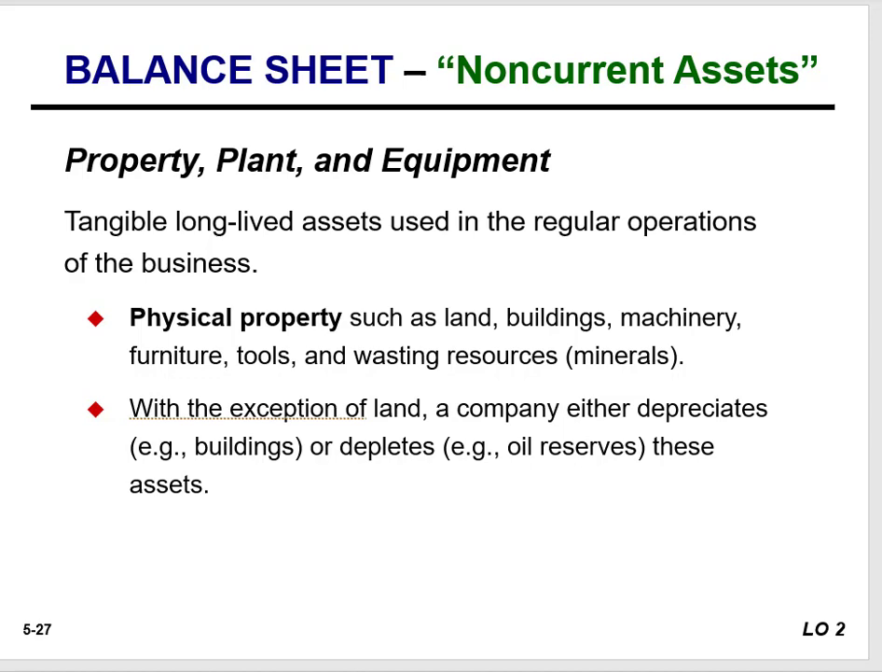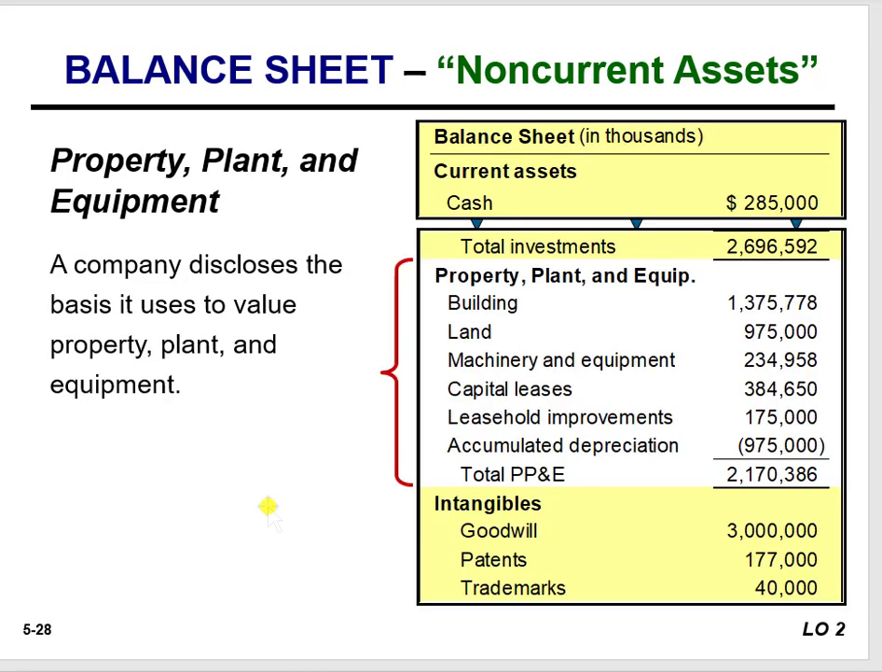Property, plant, and equipment in non-current assets. Tangible long-lived assets used in the regular operations of business are physical property such as land, building, machinery, furniture, tools, and wasting resources such as minerals. With the exception of land, a company either depreciates or depletes these assets. Here you have the property, plant, and equipment section. The company discloses the basis it uses to value property, plant, and equipment. And here they've listed the items that make up property, plant, and equipment, along with depreciation.